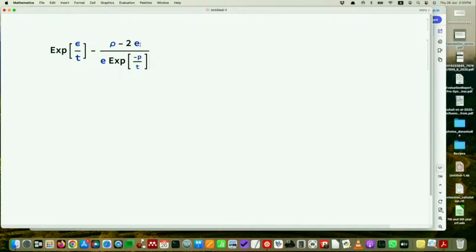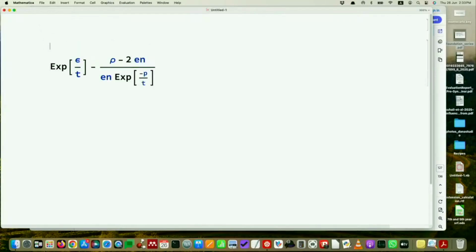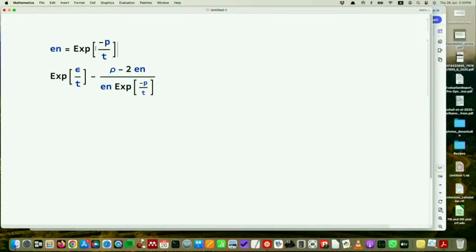This is not energy, so this I call energy, En. E has a different meaning, so En. But we know what En is, so I'm going to put En is equal to e to the power minus p by t. That is from here. E is e to minus p by t plus rho minus 1 plus exponential rho minus 1. Agreed? So I found out my energy.